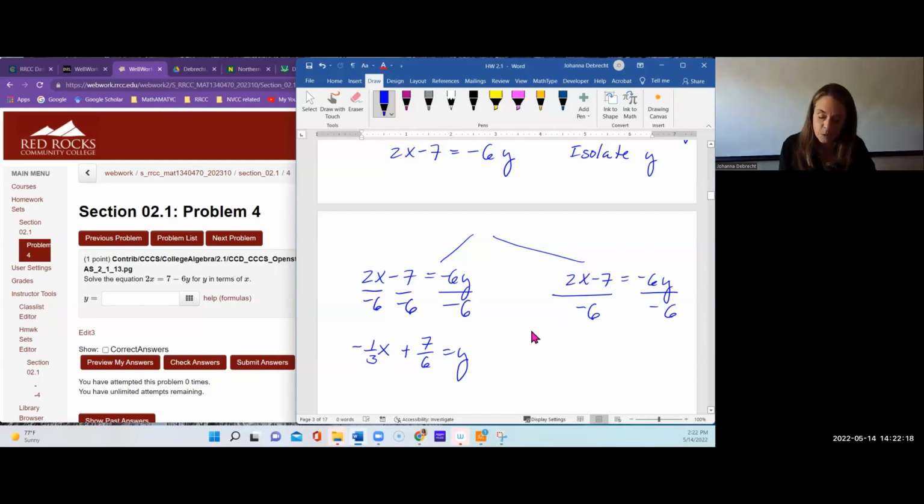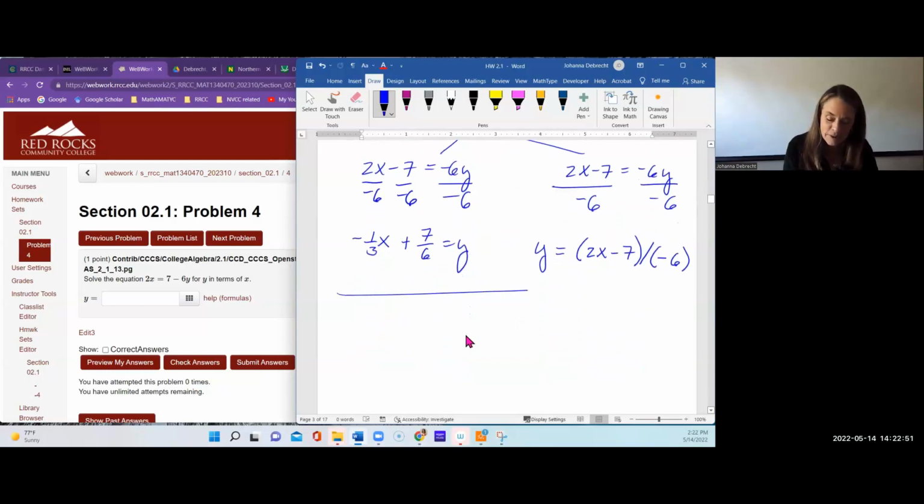How would you enter it in web work? In web work, you would have to type in y equal, and then parentheses, 2x minus 7, parentheses, slash for division, parentheses, negative 6, close parentheses. Because there's a negative on the 6, you need to enclose it in more parentheses. I'm not sure which one that web work will take, but you can try it out and see which one gives you that lovely green check. Let's move on to number 5.